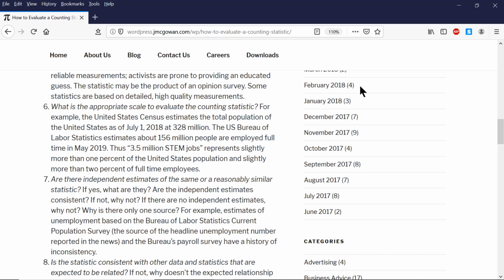In the United States, for example, there are about 328 million people in our country, and there's actually about 156 million people employed. So for example, if you say you have 3.5 million STEM jobs, which may be created by 2025, well, that's only a few percent of the 156 million people in the United States. And so that gives you some context or scale to evaluate the numbers. A million is a very large number. The vast majority of us don't deal with a million in everyday life very often.